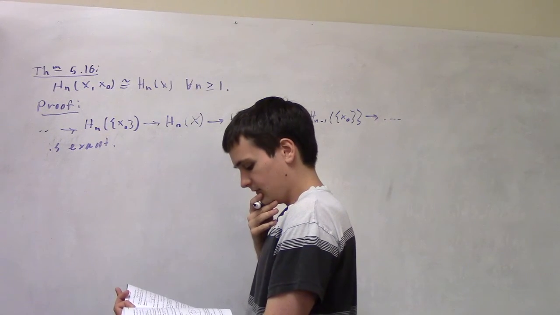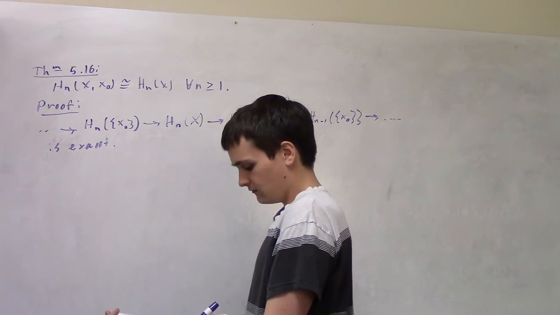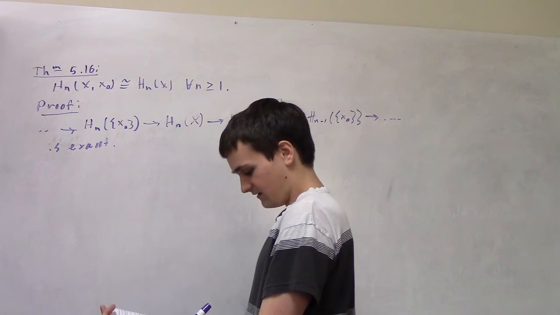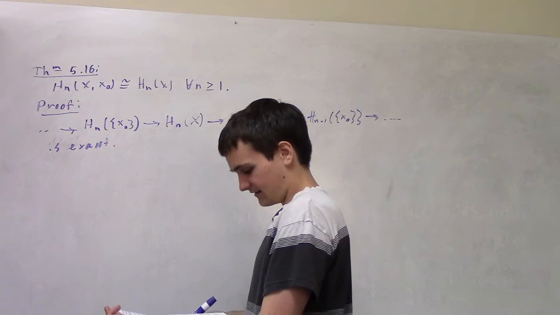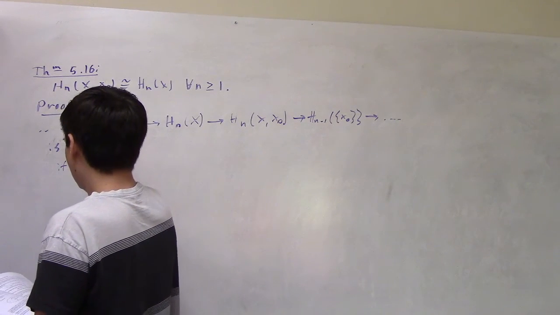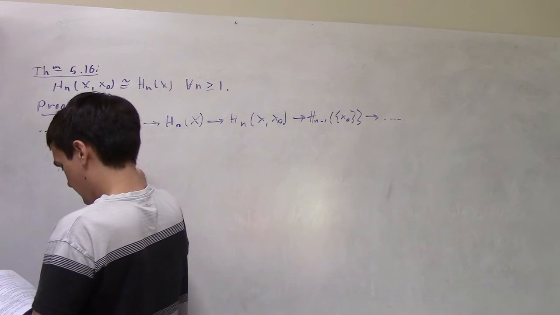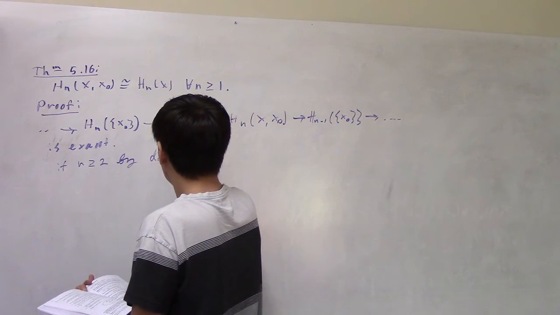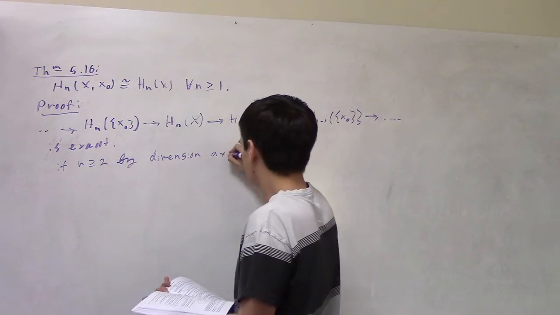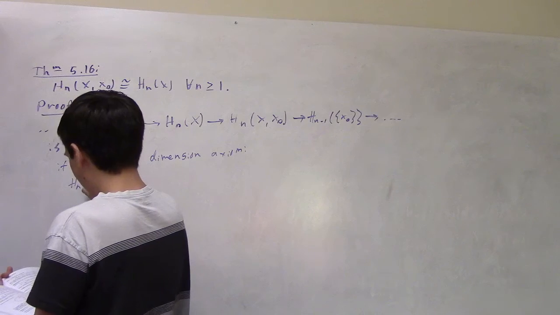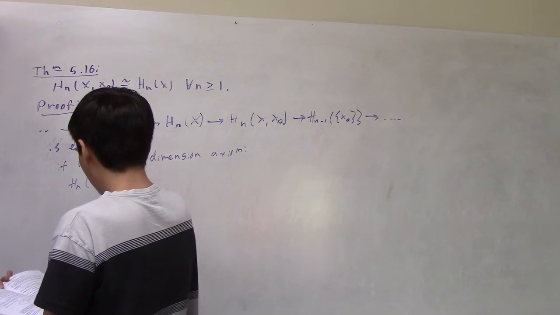So, if n is greater than or equal to 2, then n minus 1 is greater than or equal to 1. So, by the dimension axiom, if n is greater than or equal to 2, we get, yeah, I thought this first part was a really neat argument.